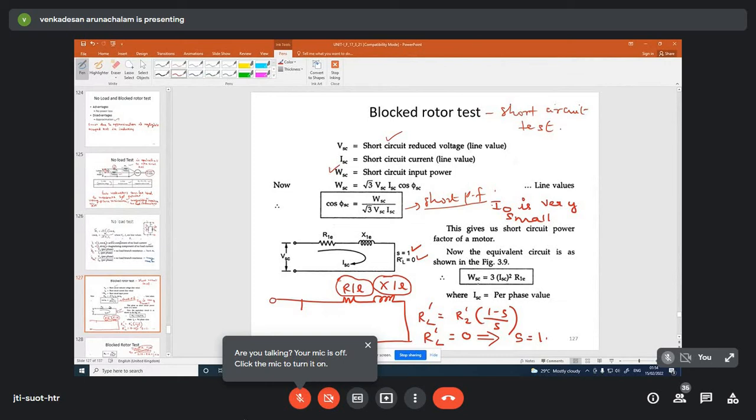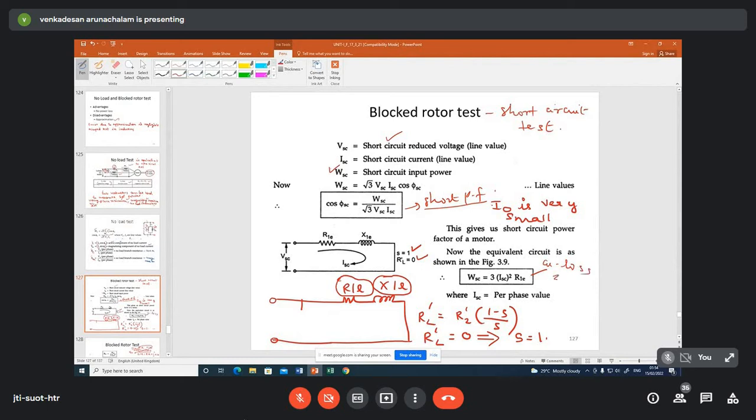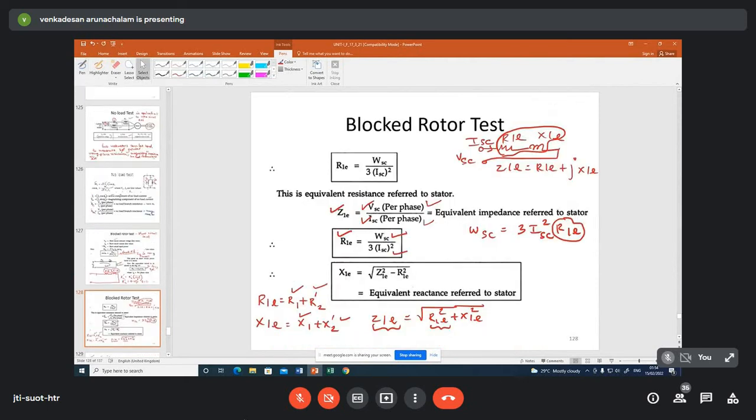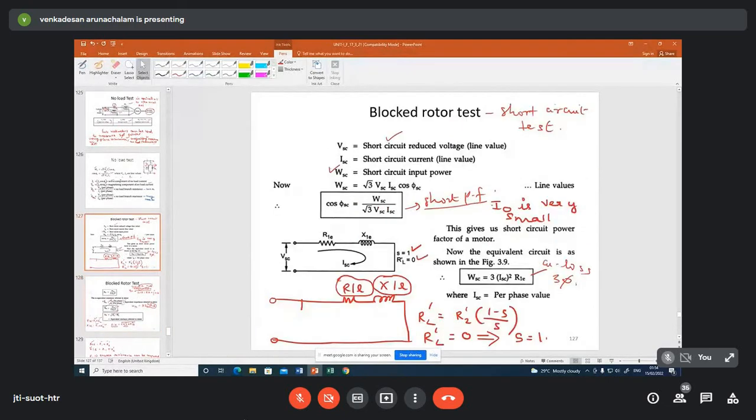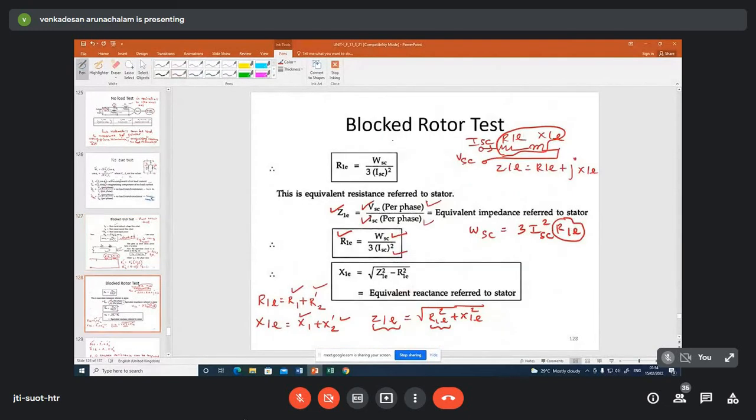So WSC is nothing but 3 I squared R1E. This is the three phase copper loss. So WSC is 3 I squared R1E, and cos phi SC is WSC by root 3 VSC ISC. From this you can get the value of R1E. R1E is nothing but WSC by 3 ISC the whole square. So this is the formula for R1E.